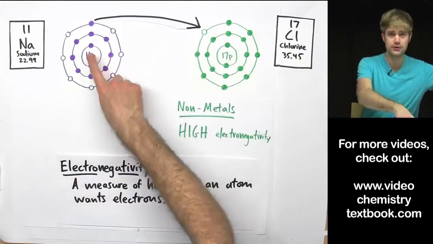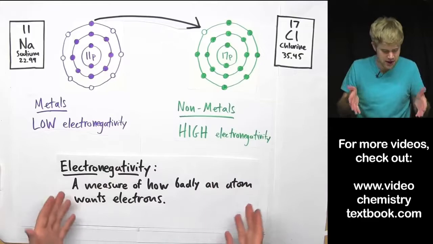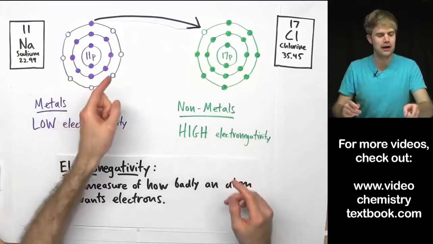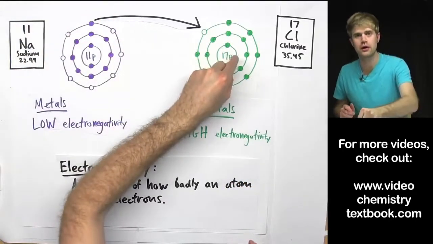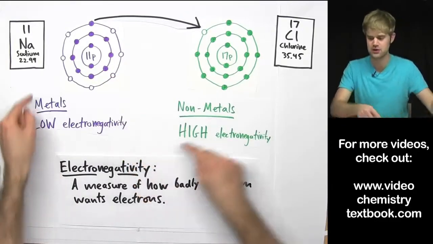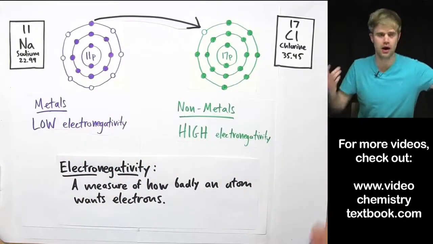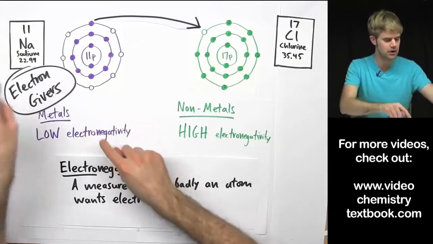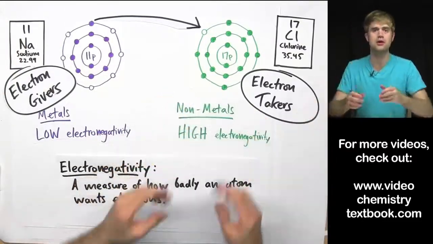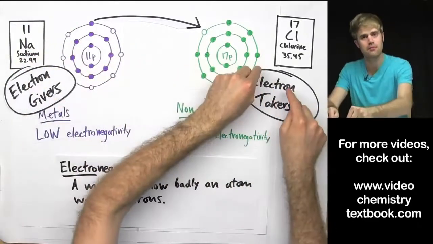On the other hand, metals, like sodium, have a low electronegativity. They're not so greedy for electrons and they're willing to give them up. So that's why electrons move from sodium to chlorine and not the other way around. They move from the atom with low electronegativity, low greediness, to the atom with high electronegativity. This is the way it always works in ionic bonding. The metals, like sodium, are the electron givers, and the nonmetals, like chlorine, are the electron takers. Electrons always move from the metal to the nonmetal.